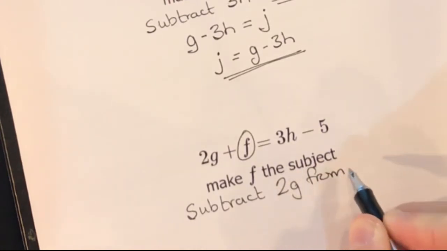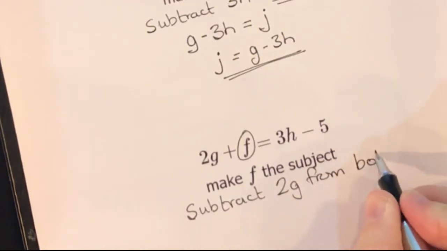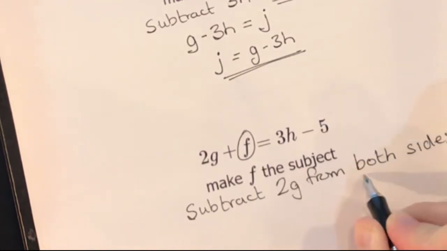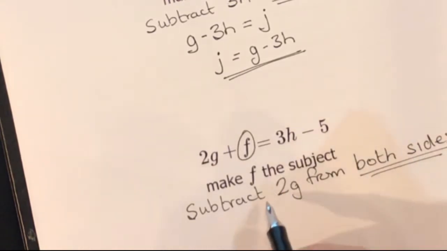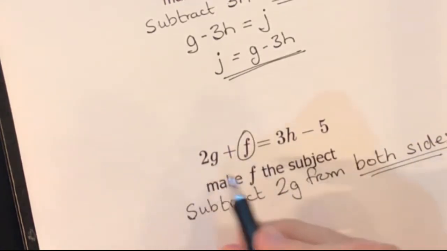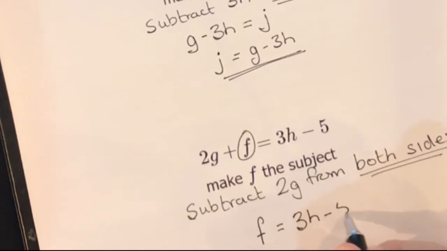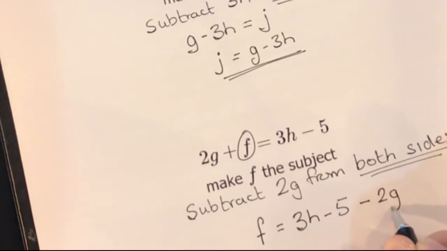I'm writing it out in full just to emphasize that we have to do these operations to both sides. So taking away 2G from the left side will just leave us with the F, and then on the right we'll have the 3H minus 5, but also minus 2G. The F's already on the left. The F is now the subject, so that is the answer. That's all there is to it.